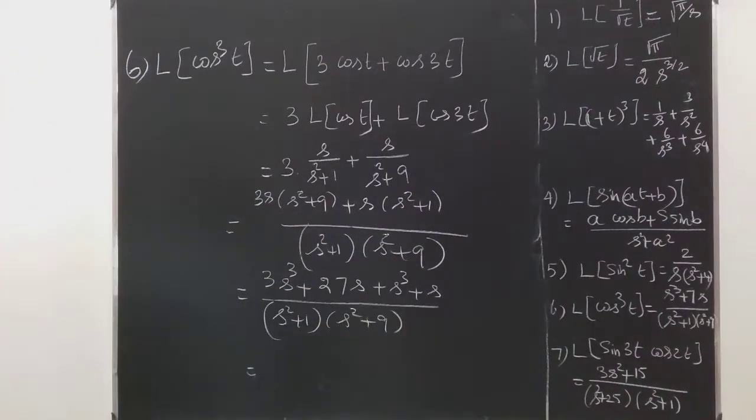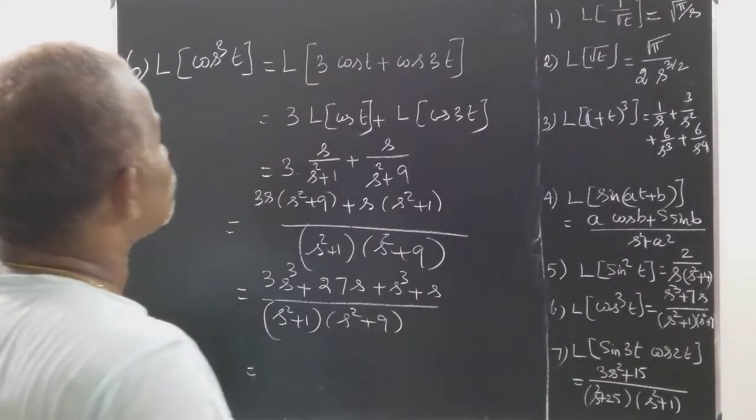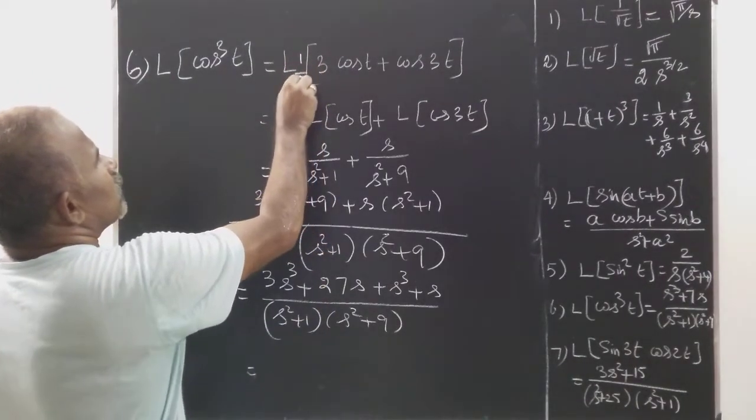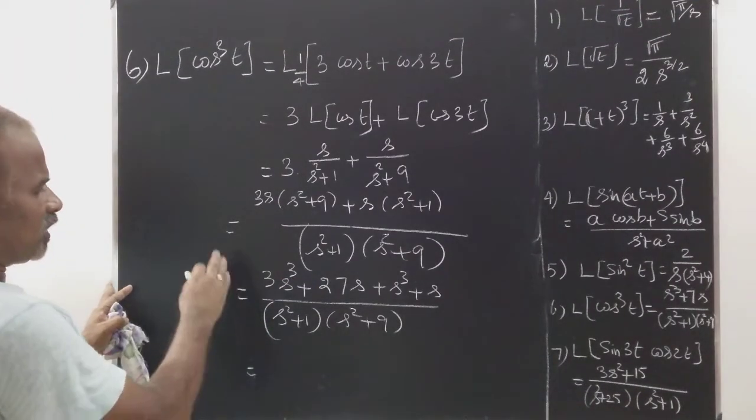So therefore okay, here in this formula I have to write 1 by 4. So formula is 1 by 4. So therefore again everything will come by 1 by 4.